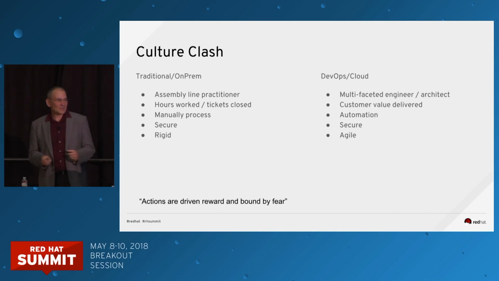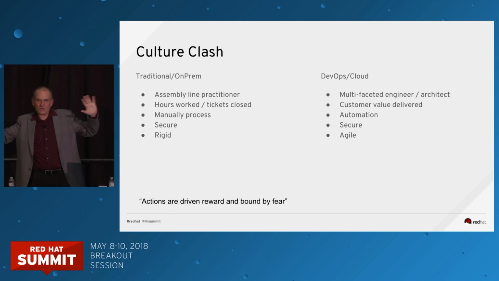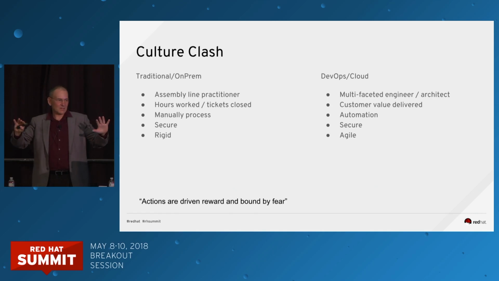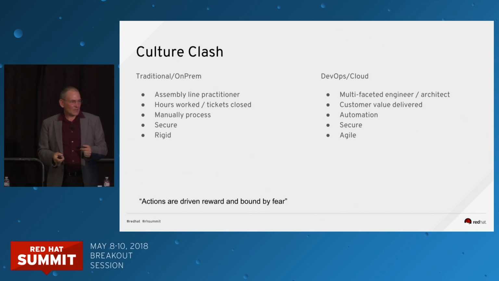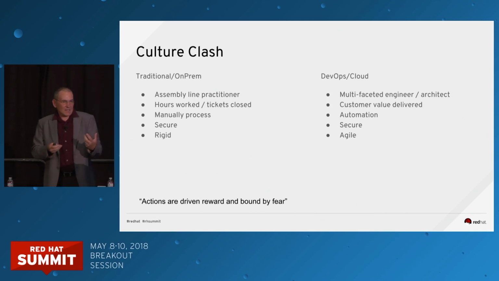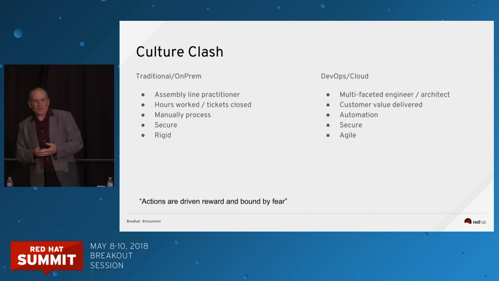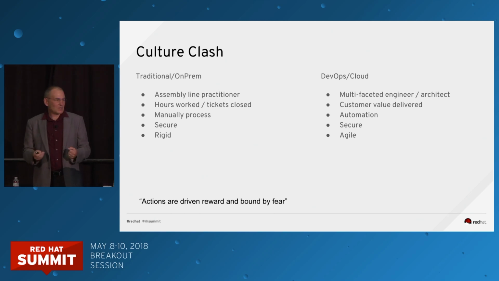So the culture clash. If you look at traditional on-prem versus DevOps cloud, this is kind of an old school versus new school thing. I don't say young versus old necessarily, because there's a lot of old people working in new school and a lot of young kids working in the old school arena with that mindset. But traditional on-prem is really, the process is adapted from factory work. Henry Ford did a great job of automating factory production, and a lot of IT shops have applied that. So you've got an assembly line practitioner.